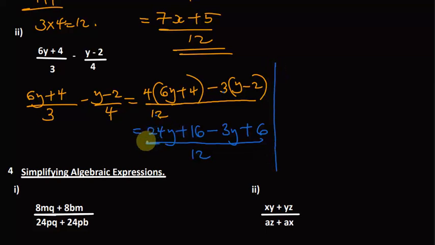Let's collect the like terms. 24y minus 3y is 21y. That is what we'll be having. 16 plus 6 is 22, so plus 22. All this divided by 12. Can we go further than this? No. So this will just be our answer.